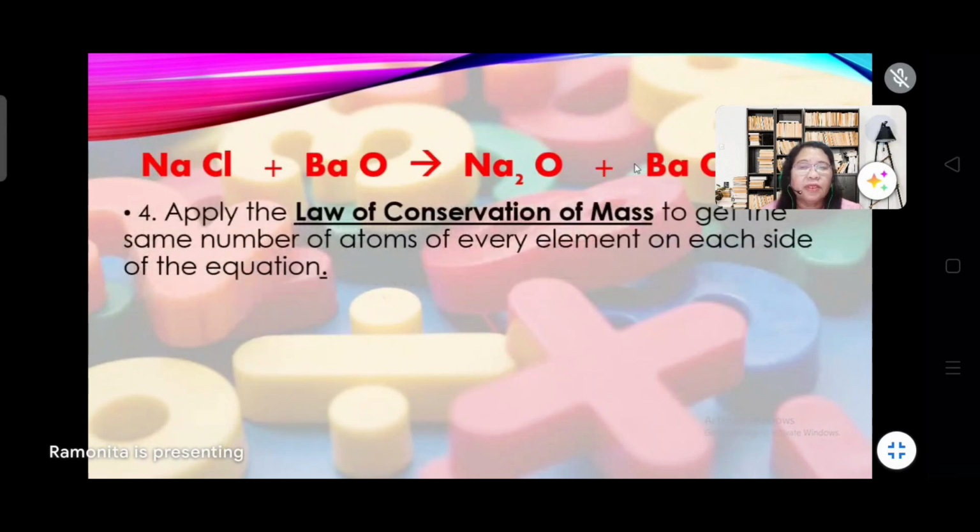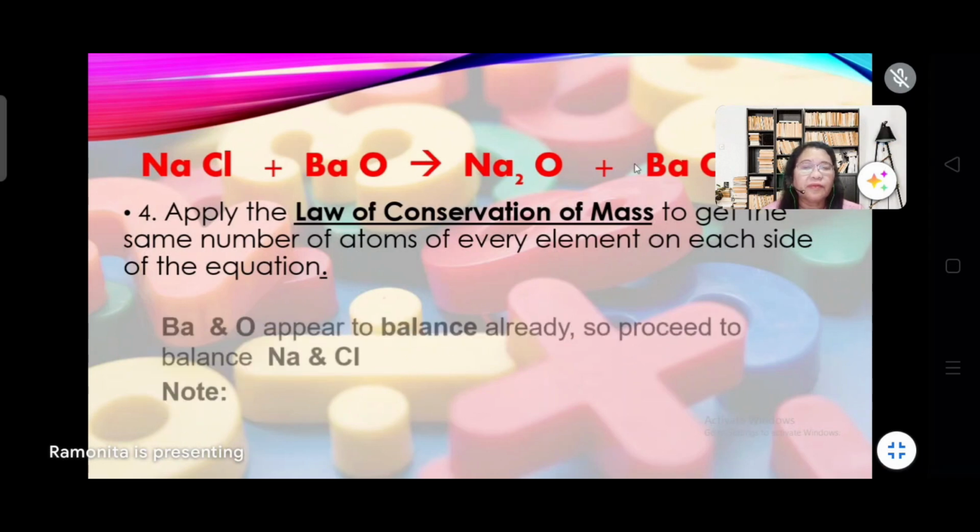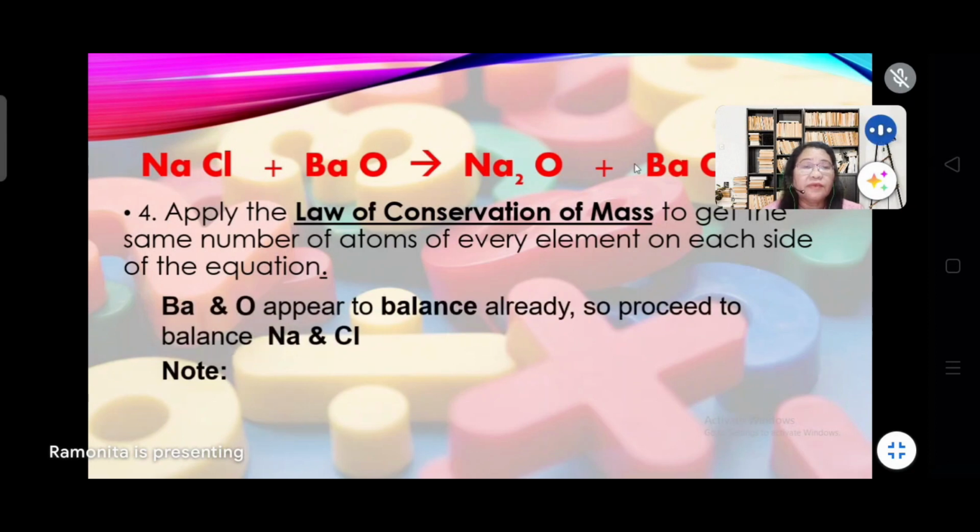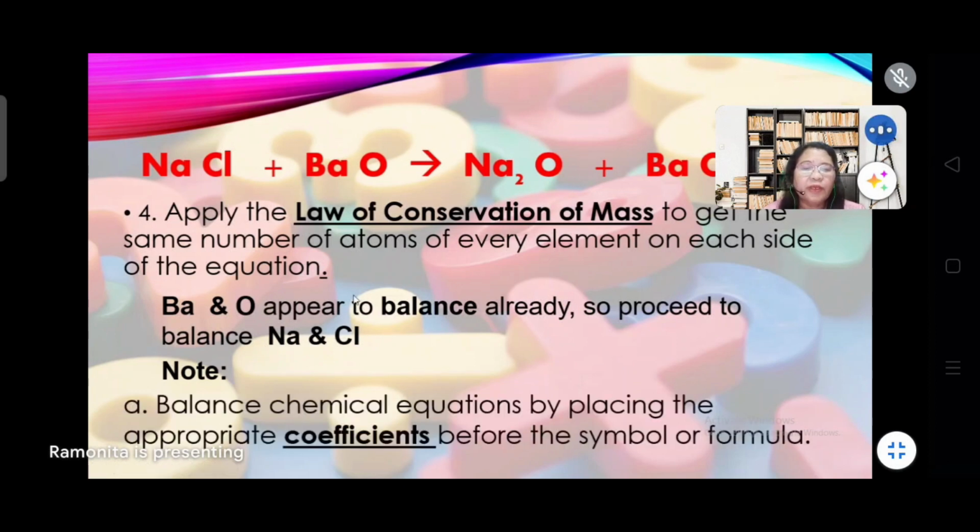With the same equation, fourth, apply the law of conservation of mass to get the same number of atoms of every element on each side of the equation. As you can see from the equation, the barium and oxygen appear to be balanced already. So proceed to balance sodium and chlorine. But first, take note of the following. Balance a chemical equation by placing the appropriate coefficients before the symbol or formula.